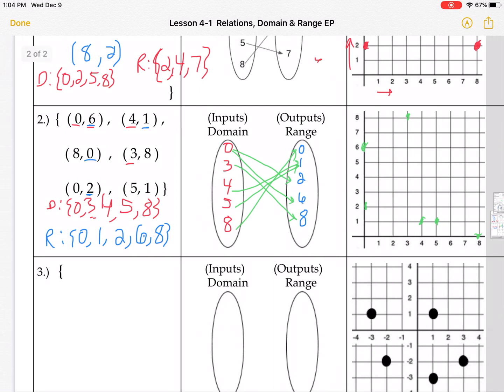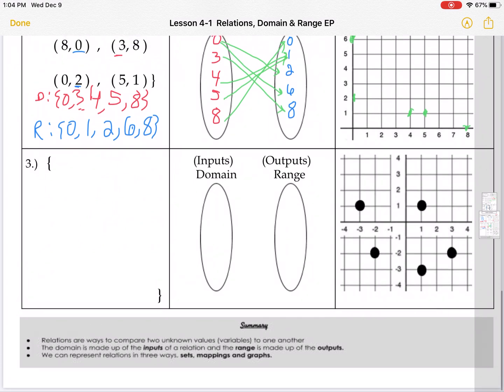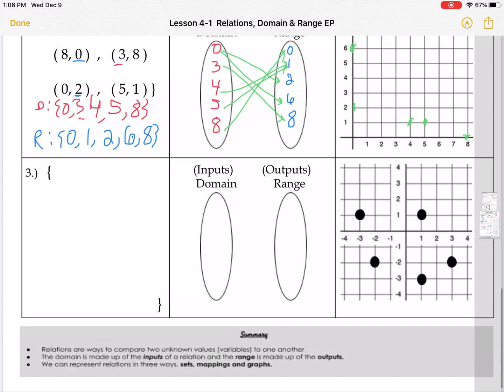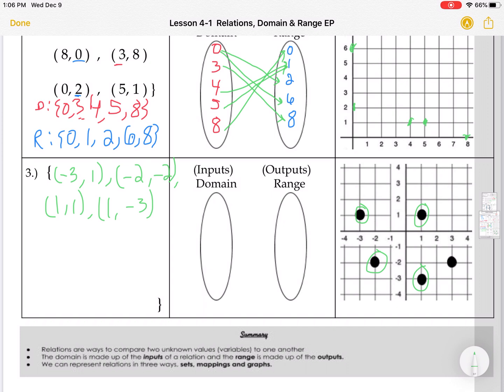Okay, now the next one, we're given a graph. And now we need to put the ordered pairs and the mapping. So let's simply just find the coordinates of these points. This one right here is going to be (-3, 1). So our first coordinate pair is (-3, 1). Our next one right here is going to be (-2, -2). Make sure you put them in parentheses. Then we have (1, 1). Then we have (1, -3). Then we have (3, -2).